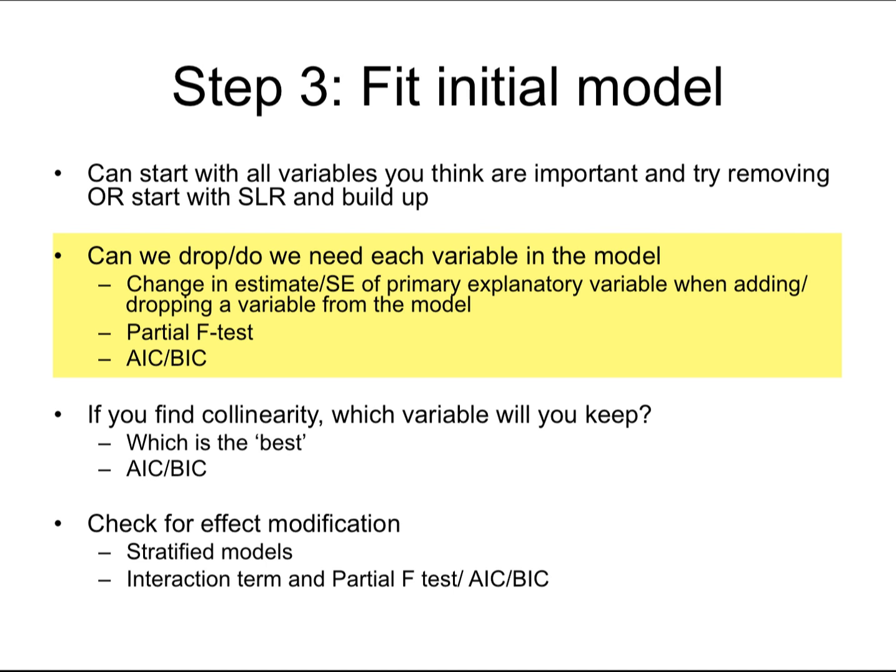As you try adding or dropping variables, you should also compare models with the partial f-test or AIC-BIC to see if there's an increase in the variation explained by your model when you do so. If you find collinearity, you must decide which of the two variables to keep. And as discussed in the last tutorial, you may want to go with a variable that is a better known measure or is measured better, or you could use the AIC or BIC to compare models and use the model that has the lower AIC or BIC.